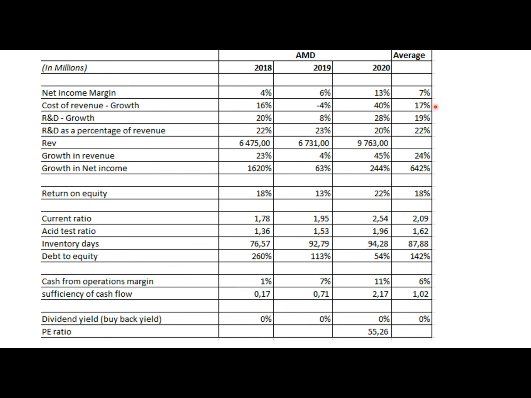Now, looking at the cost, because we're saying it spends a lot to improve market share, and it does. The industry average for cost of revenue growth is about 9%. AMD is sitting at 17%, so almost double what the industry is spending. The same applies to the R&D growth. Its spending on R&D has been growing at a compound rate of about 19% over the 3-year period, 2018, 2019, 2020. That's almost double the industry average of about 10%.